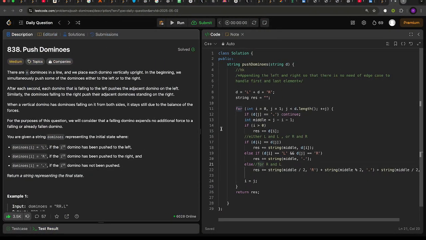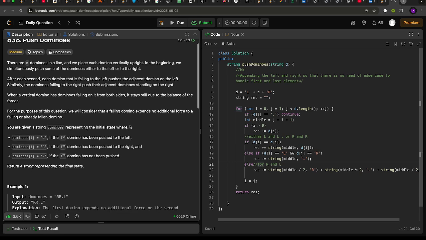Hello everyone. Today we are going to solve the Leetcode daily challenge, which is Push Dominoes. So let me walk you through the problem statement.